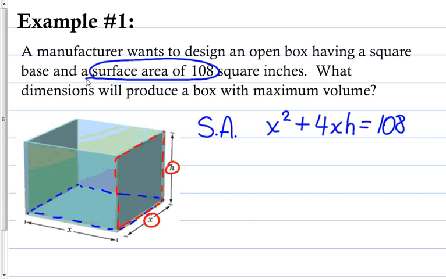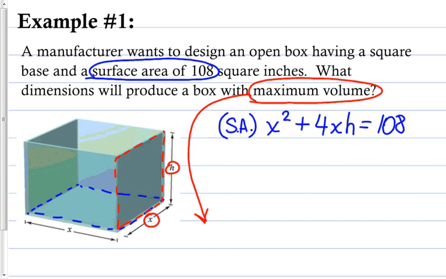Next, what is it that we're doing in this problem? What dimensions will produce a box with maximum volume? So we're going to need volume and we're going to maximize it. Okay, so this is surface area. Now volume is length times width times height. The length and width here are both x because the base is a square. So x times x, so x squared times height. So there's my volume. I don't know what it equals because that's what I'm trying to maximize.